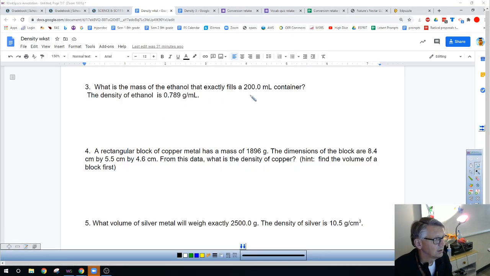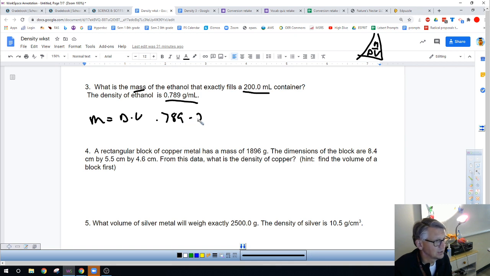What is the mass of ethanol? So we're solving for mass of ethanol that fills a 200 milliliter container, and there's the density. Density is equal to mass divided by volume. And if we're solving for mass, we take density times volume. Mass is equal to density times volume. Our density is 0.789 times our volume, which is 200, and that gives us 157.8. Mass will be labeled in grams.